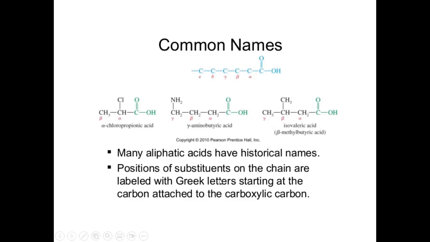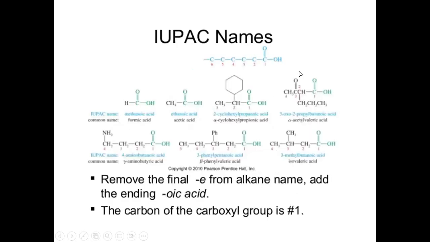So there are many aliphatic acids that have historical names. The positions of substituents on the chain are labeled with Greek letters, right? Starting at the carbon attached to the carboxylic carbon. So for IUPAC names, okay, there are several, like formic acid, which we call methanoic acid. Acetic acid, the IUPAC name is ethanoic acid, right? So these are several names of the carboxylic acids.